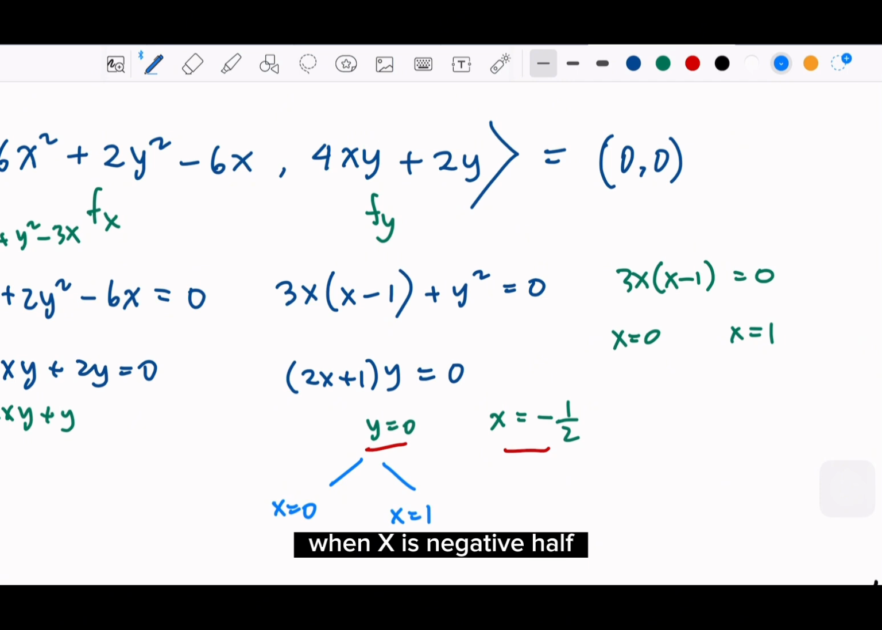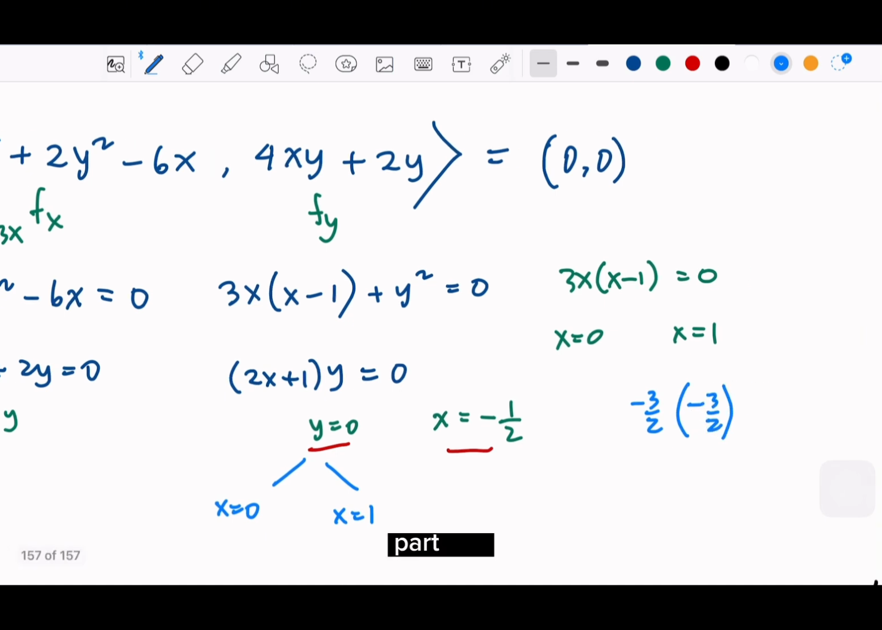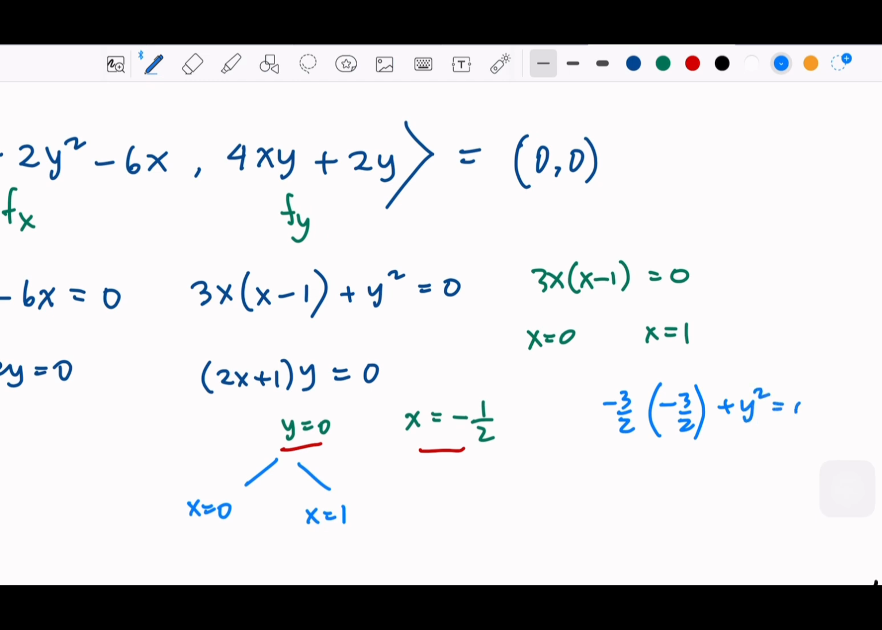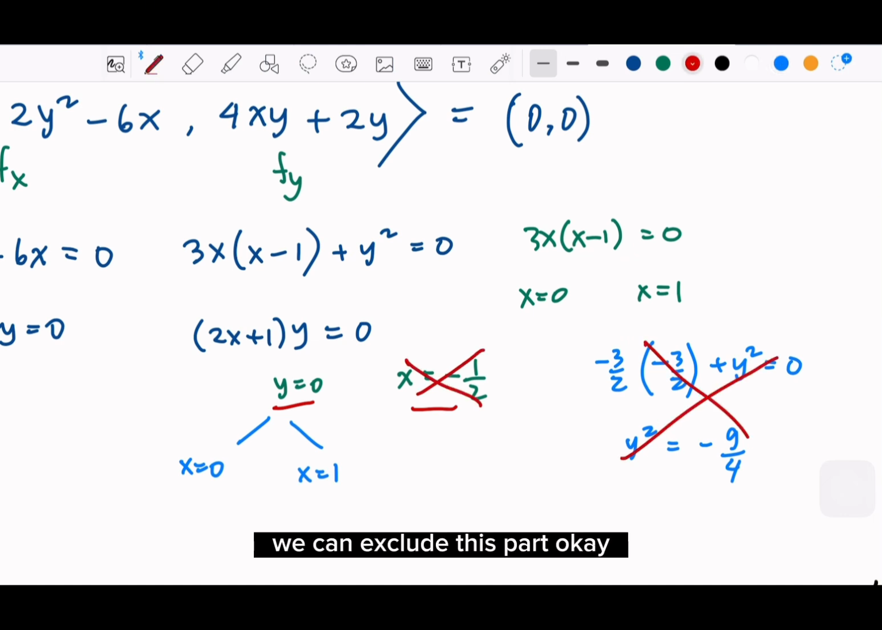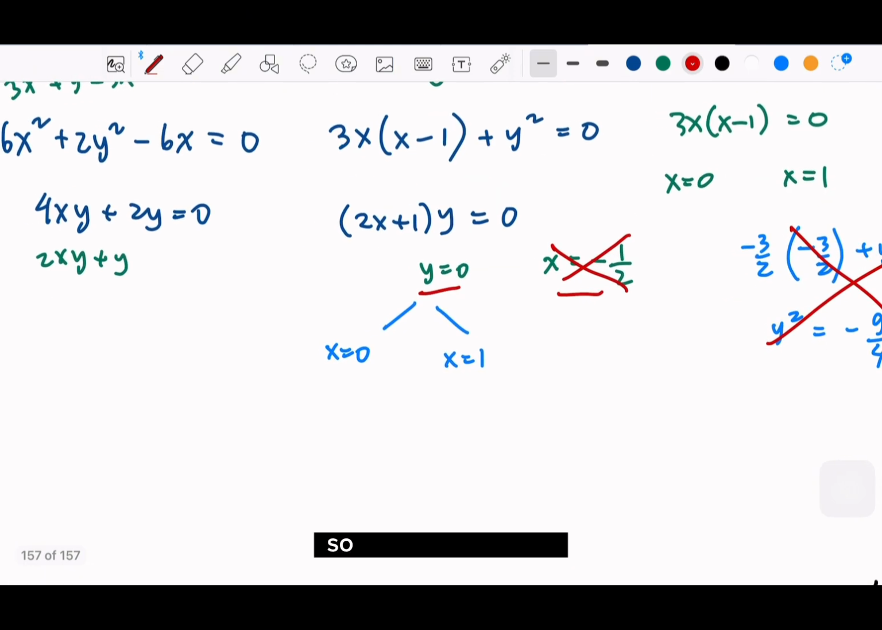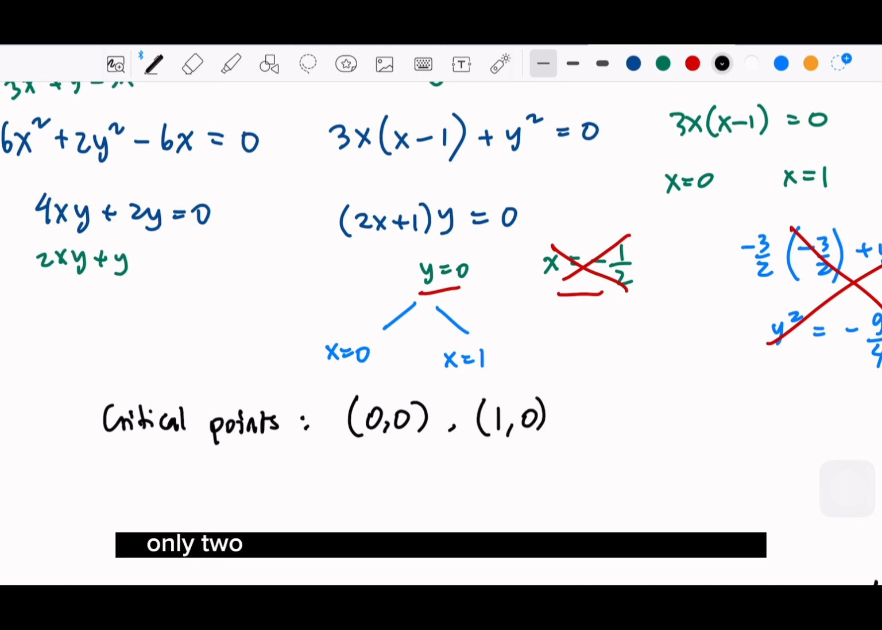When x is negative half, do we need this? x is negative half? What will we get from here? We get an imaginary number, so I think we can exclude this part. Okay, we can exclude this part. So we are only focused on this. So the critical points are (0, 0) and (1, 0). Only two are necessary in our computations.